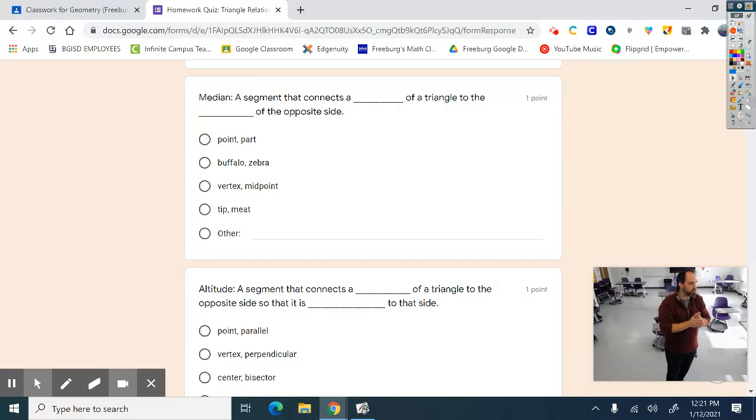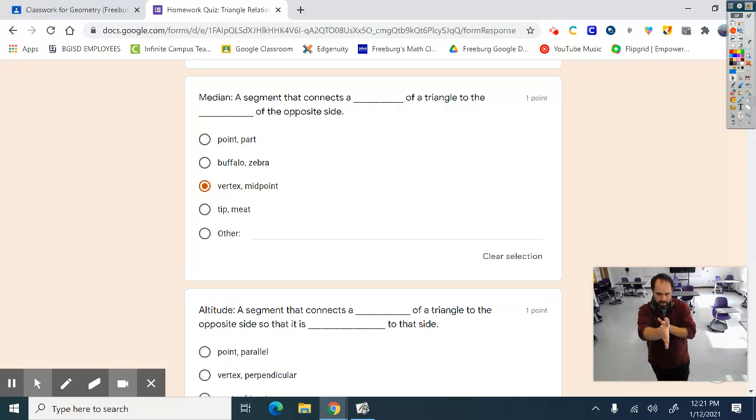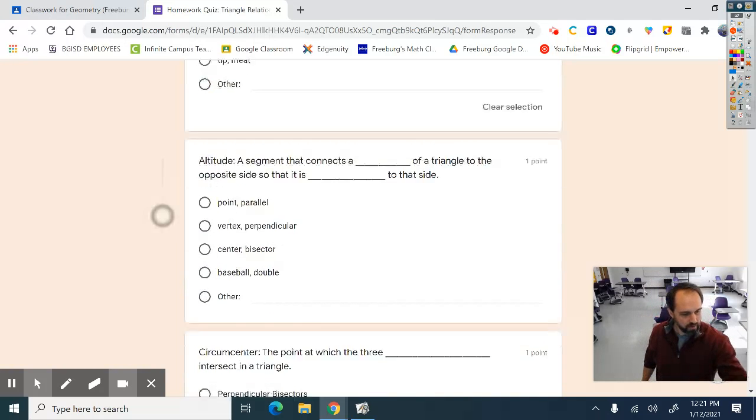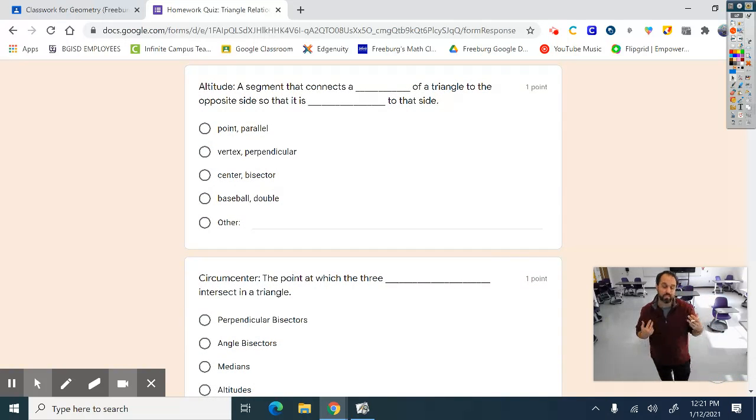Median, this is the one where we cut right down the middle. I always try to remember, like driving on the road and you've got those planter boxes or the trees in the middle of the road. Median goes to the middle. So you're connecting a vertex to the midpoint. So we cut right down the middle of that triangle. Altitude, I think of altitude sickness. And so that's like elevation or height.